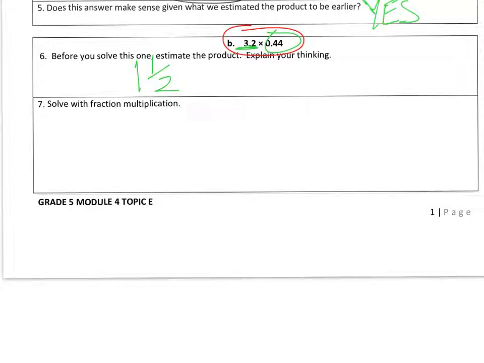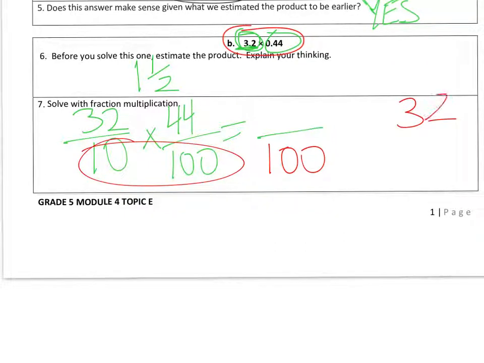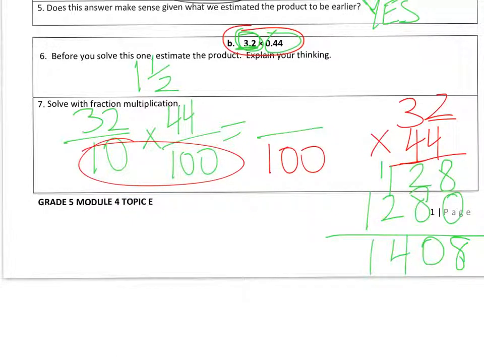Let's find out. So we know from earlier that 3 2/10 is the same as 32 tenths. Do you see it? Do you see the 32 there if you take out the decimal? We're going to multiply it by 44 hundredths. So at the bottom, we know 10 times 100 is going to be 1,000, and 32 times 44, let's do that real quick. So we have a whopping 1,408 thousandths.